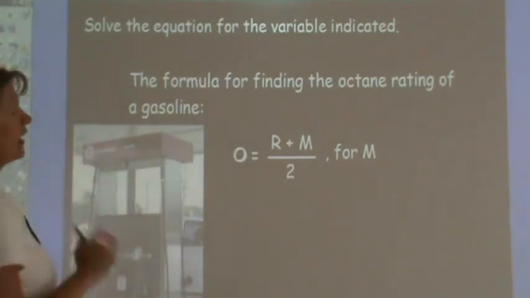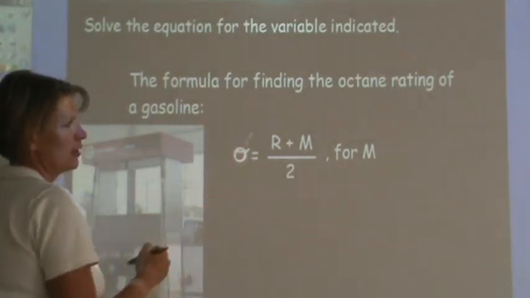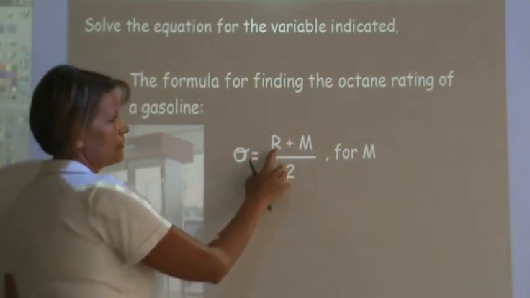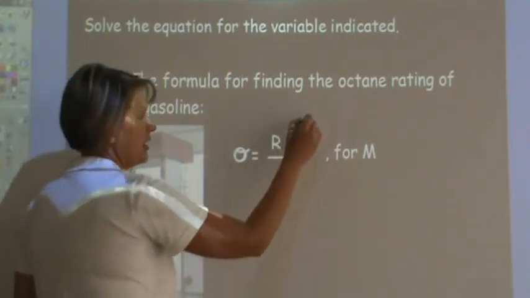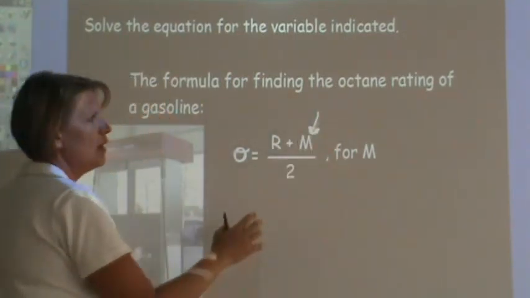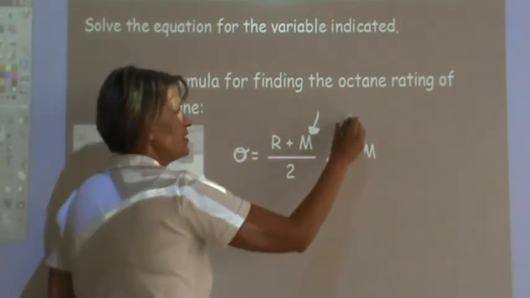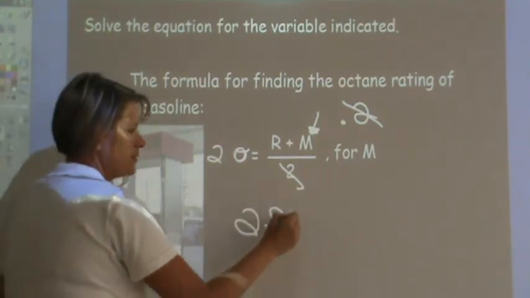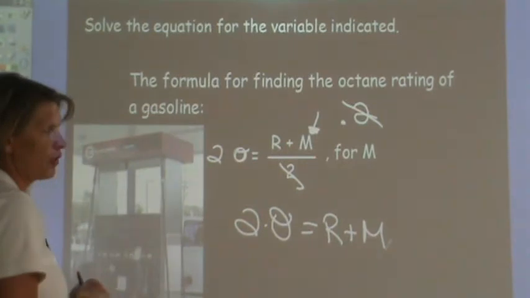Okay, this is for the octane reading of gasoline. Okay, I tried to make this O look a little different. Maybe you want to put a loop on it so you can tell it's not a 0. But basically, it's the research method plus the motor method divided by 2 will get you the octane reading. All right, so if we want to solve for M, we have to get rid of the R and the 2. So the first thing we're going to do is multiply by 2 to get rid of that fraction. So 2 times the octane reading is the research method plus the motor method.